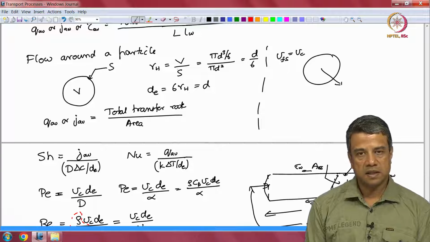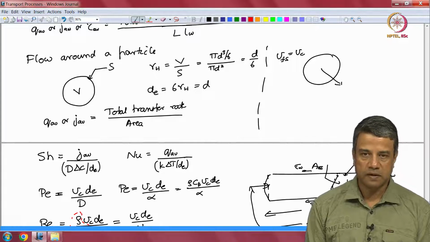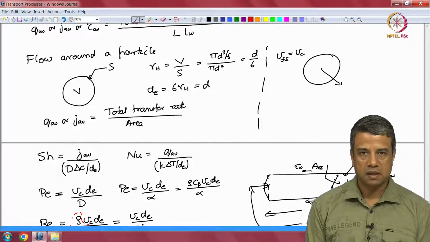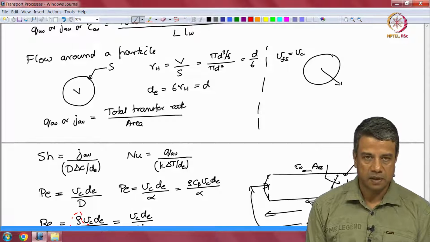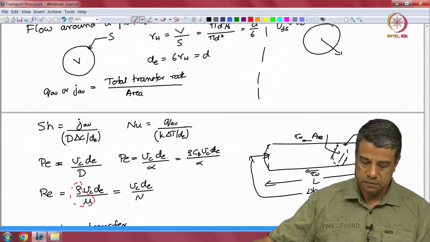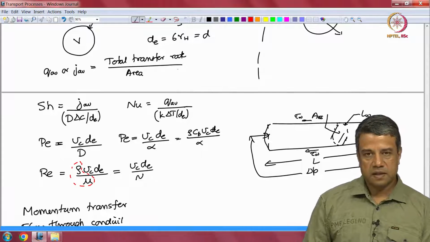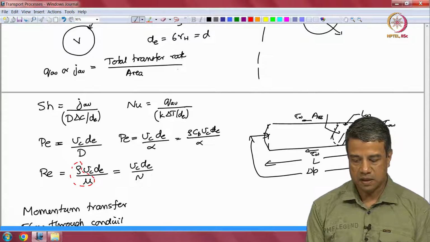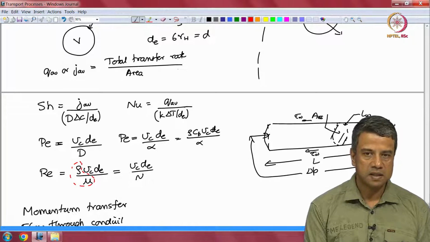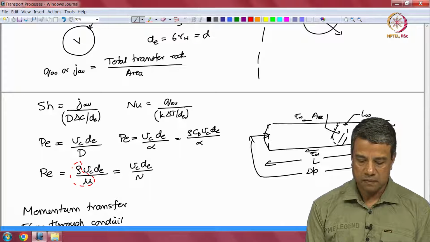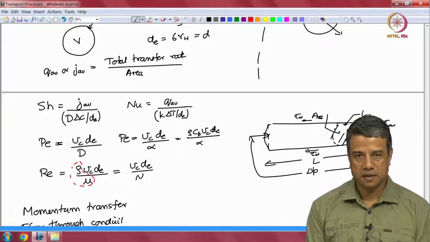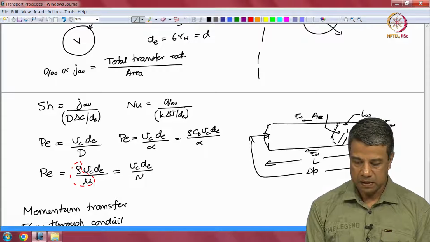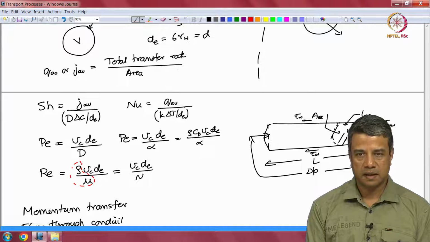Hydraulic radius in this case is defined as volume divided by surface area, and the equivalent diameter is 6 times the hydraulic radius for a particle. The average flux for heat or mass is the total transfer rate divided by surface area. The Sherwood and Nusselt number are the average fluxes scaled by the right side of Fick's law and Fourier's law, with the length being the characteristic diameter.